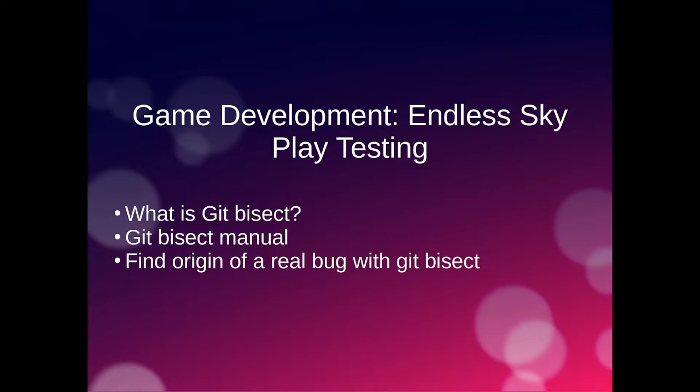We're going to read the git bisect manual, the help manual that comes with git, basically make it translated into plain English, so if you encounter other git manuals, you'll know how to read them. And then I'm going to show off a real bug that I found, and we're going to use git bisect to find the commit which introduced it.